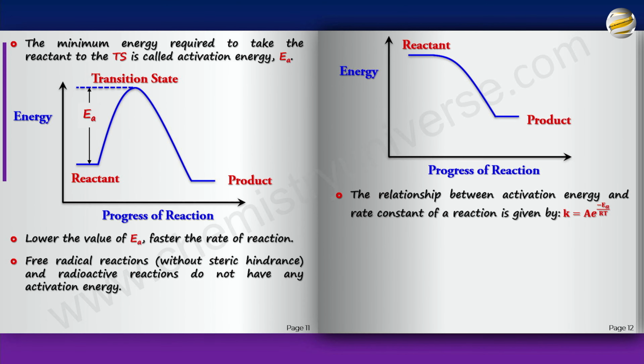If you look at that particular relation, you will notice that K is A e to the power minus EA by RT. Sorry. If this EA is low, EA by RT will become low. But since it is negative, minus EA by RT will become high. And e to the power anything which is increasing will always increase the overall value, so K will increase. Which is why the lower the value of EA, the faster the rate of reaction, because greater is the value of K.